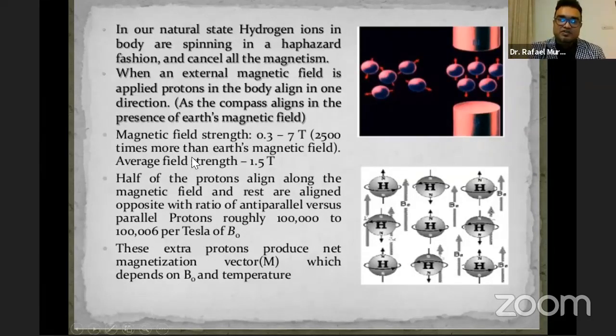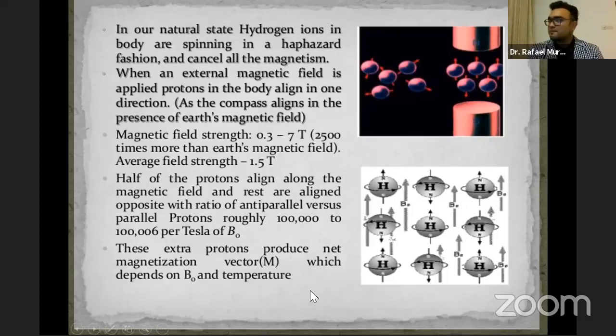In our natural state, hydrogen nuclei in the body are spinning in a haphazard fashion and cancel all the magnetism. When an external magnetic field is applied, protons in the body align in one direction, as a compass aligns in the presence of Earth's magnetic field. The magnetic field strength is 0.3 to 7 Tesla, which is 2,500 times more than the Earth's magnetic field. The average field strength is 1.5 Tesla. Half of the protons align along the magnetic field and the rest are aligned opposite. The ratio of antiparallel versus parallel protons is roughly 100,000 to 100,006 per Tesla of flux. These extra protons produce a net magnetization vector, which depends on flux and temperature.